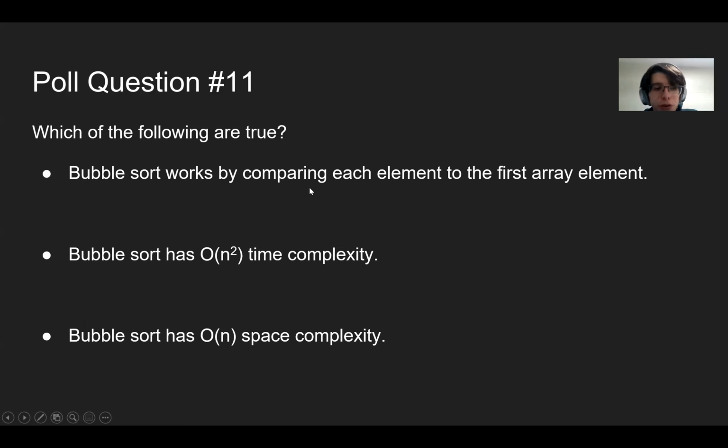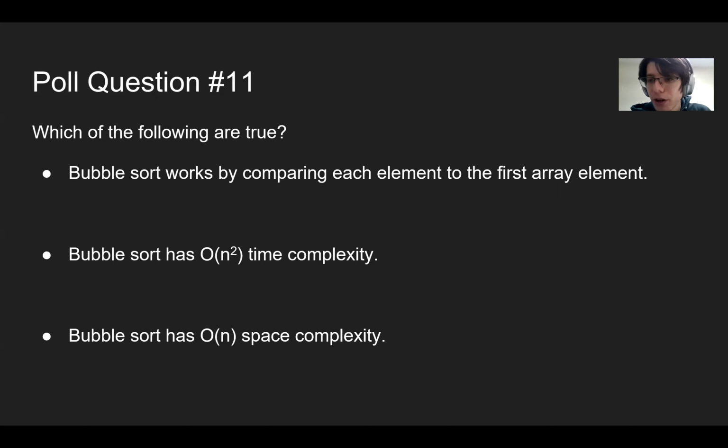Okay, so which of the following are true? Pause and try to answer it. Okay, so: bubble sort works by comparing each element to the first element in the array. This is not true, because what bubble sort does is it checks each element against the one next to it. And it keeps doing that until the whole array is sorted, until it makes no swaps in a pass.